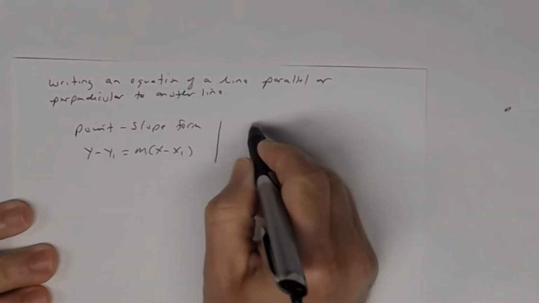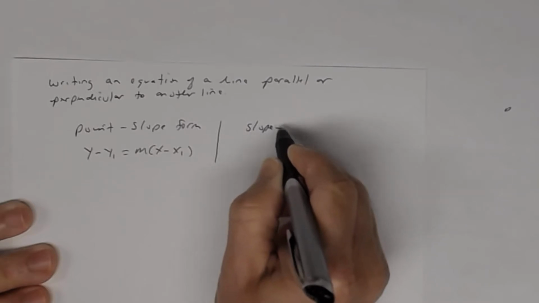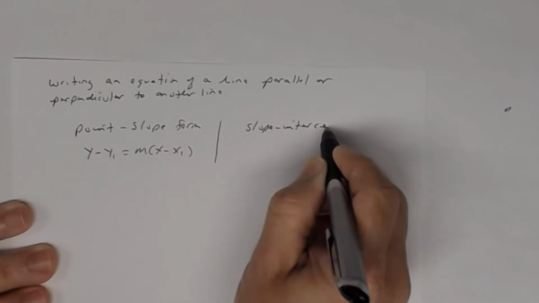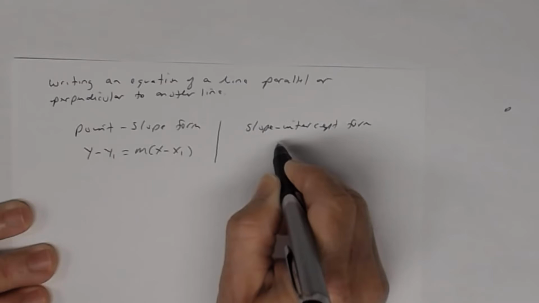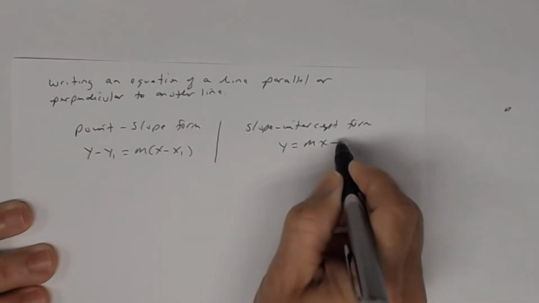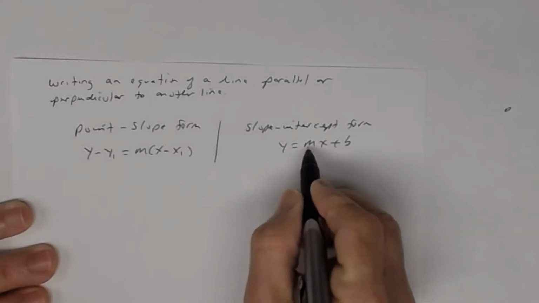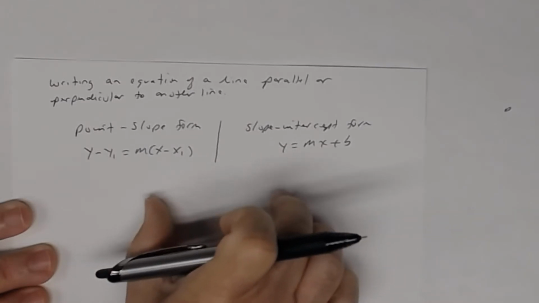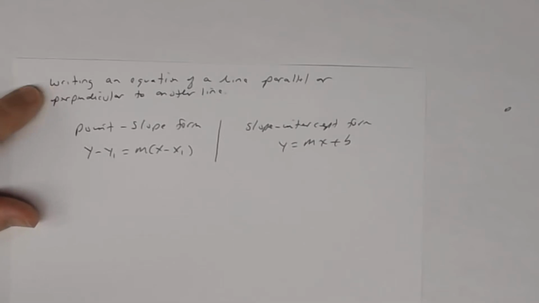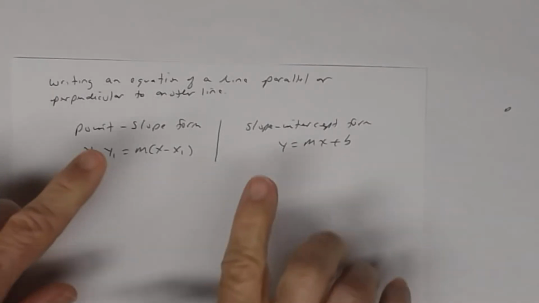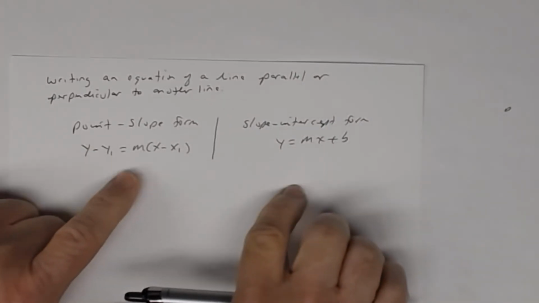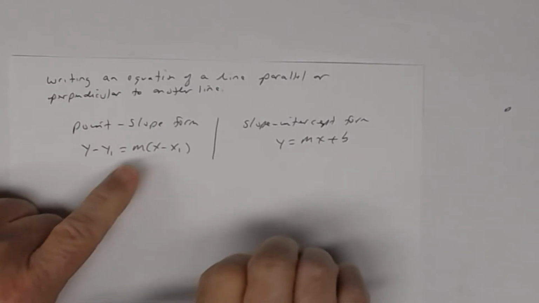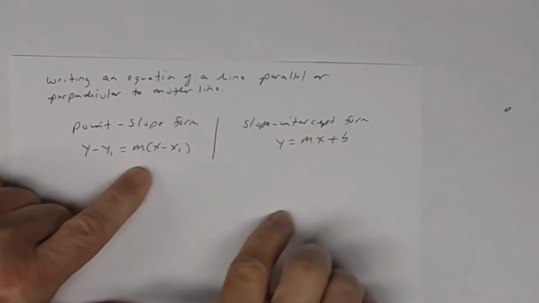You also learned about slope intercept form. Slope intercept form was y equals mx plus b, where m is the slope and b is the y-intercept. And that is what we're going to use in these problems in which we're going to write an equation of a line parallel or perpendicular to another. And as we go through this, it does not matter which of these you use. You can use point slope form or you can use slope intercept form.